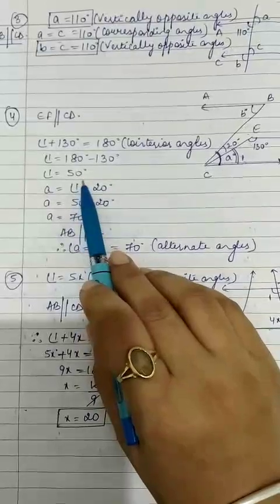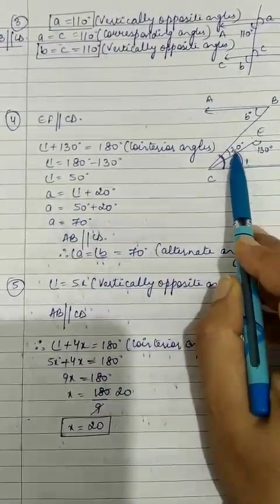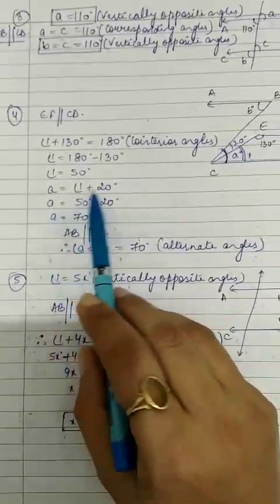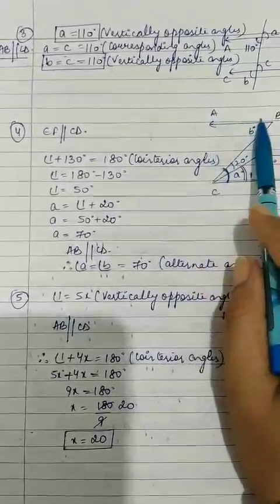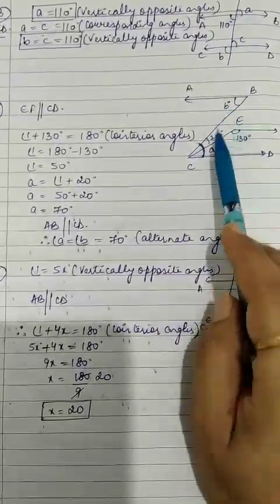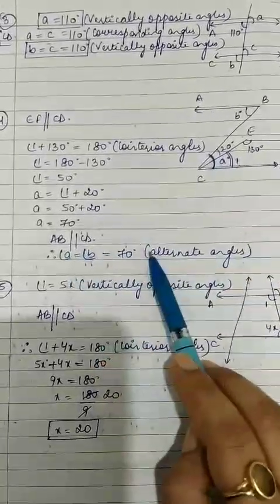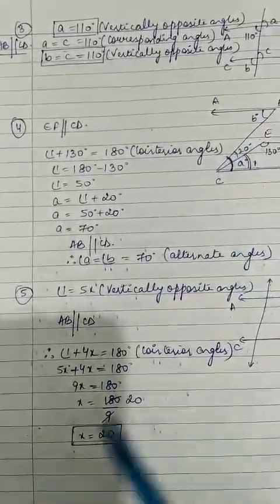Next, if angle 1 is 50, how can we calculate A? A will be equal to angle 1 plus this 20 degrees. So angle 1 plus 20, which is 50 plus 20, angle A is equal to 70. Now AB is parallel to CD. So here you can form a Z. So B is equal to A, which is equal to 70 degrees. Reason, alternate angles, because Z is there.